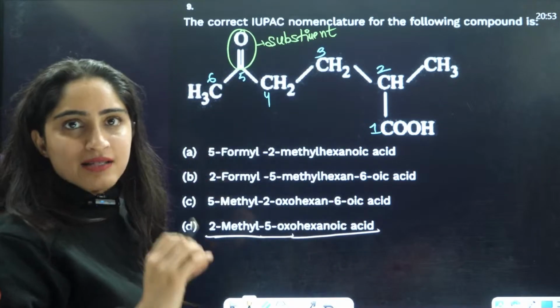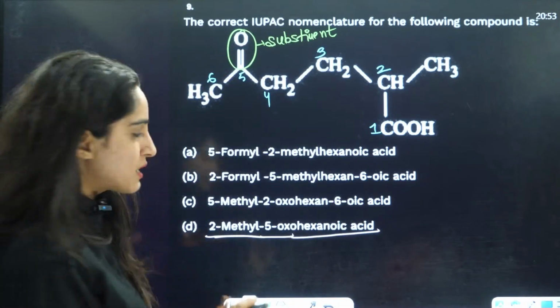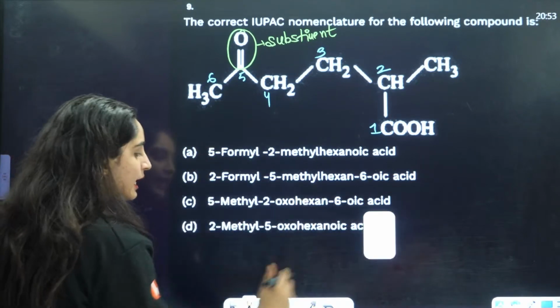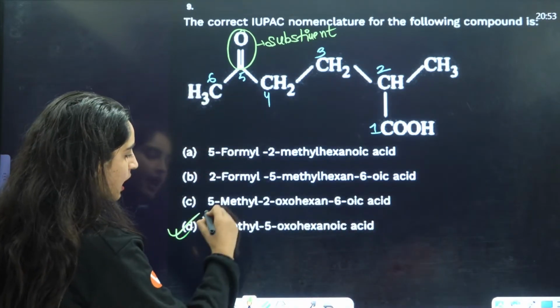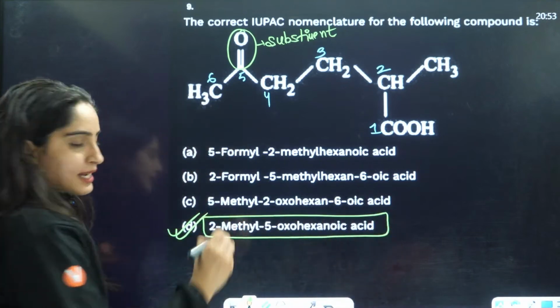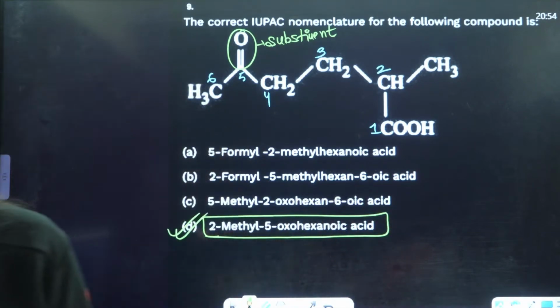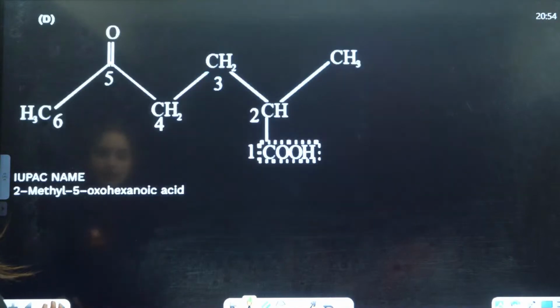because the -oic acid ending is for carboxylic acid. So D is the correct answer, right? Got it? Yes, very good, Pranav, very good. D is the correct answer.